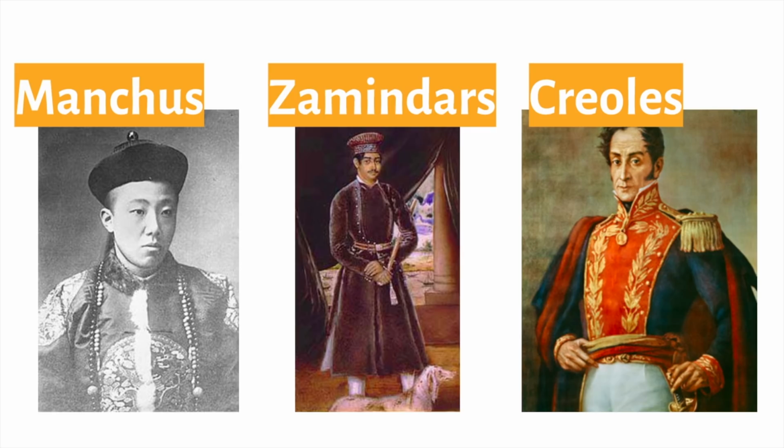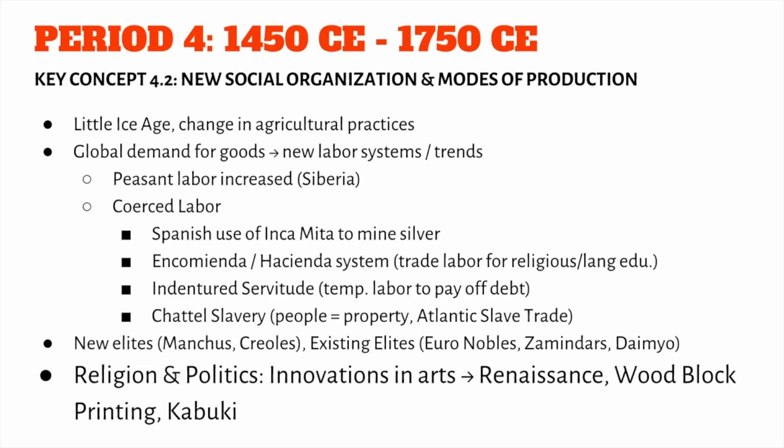They're all male, right? So you can pull out a lot of information about what the elites of this time period looked like just by looking at pictures like this. They also, I guess, apparently wear silly hats. I don't know. So religion and politics is a big piece here, as well as a combination of the two. There are innovations in the arts. You get the Renaissance. You have woodblock printing and kabuki.